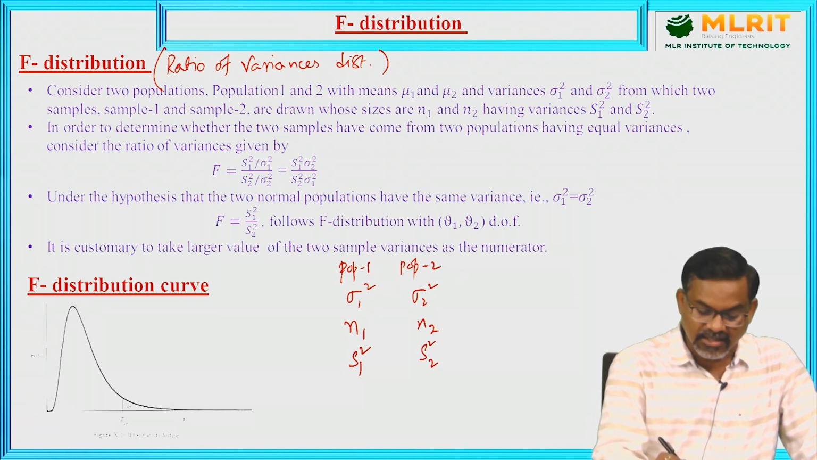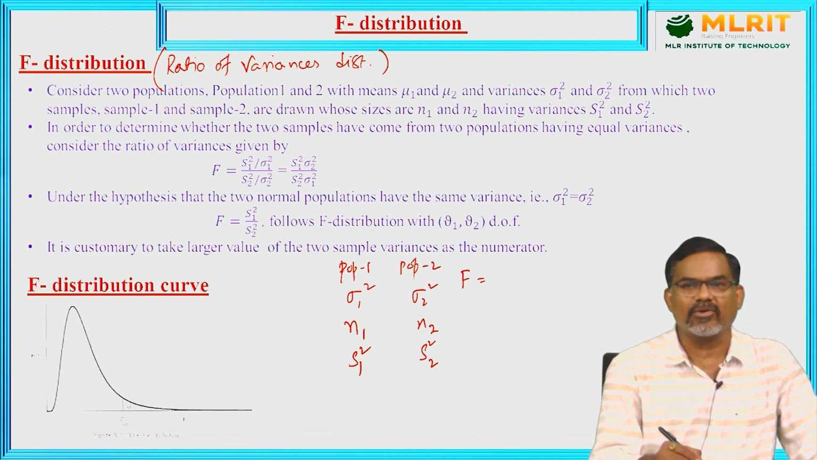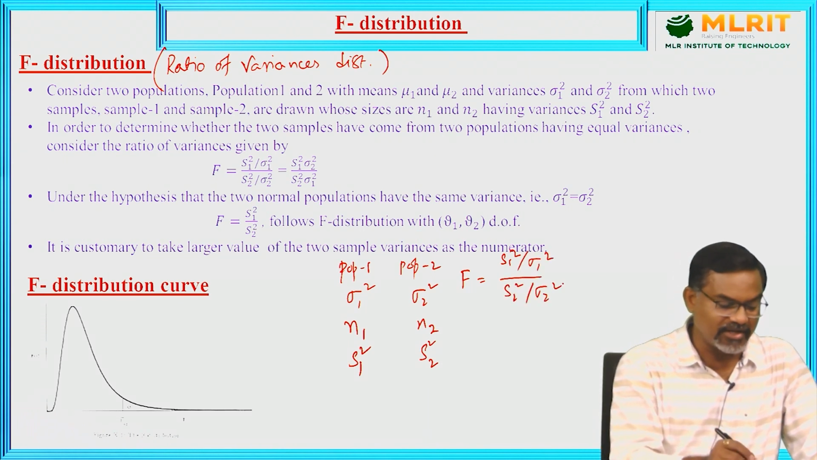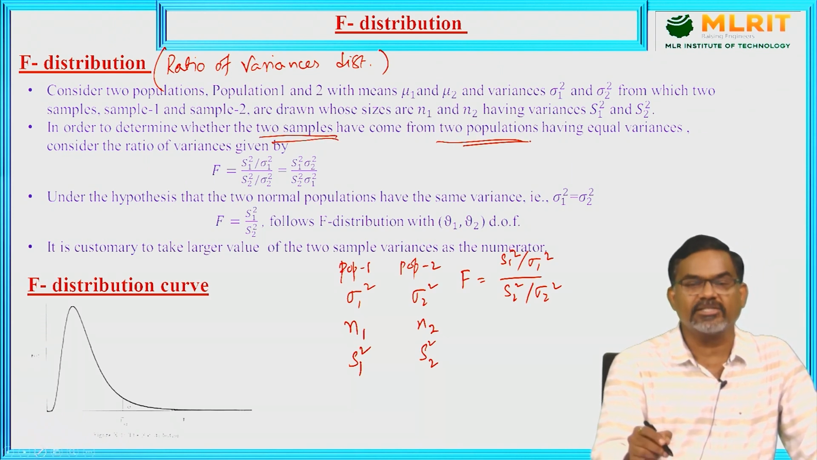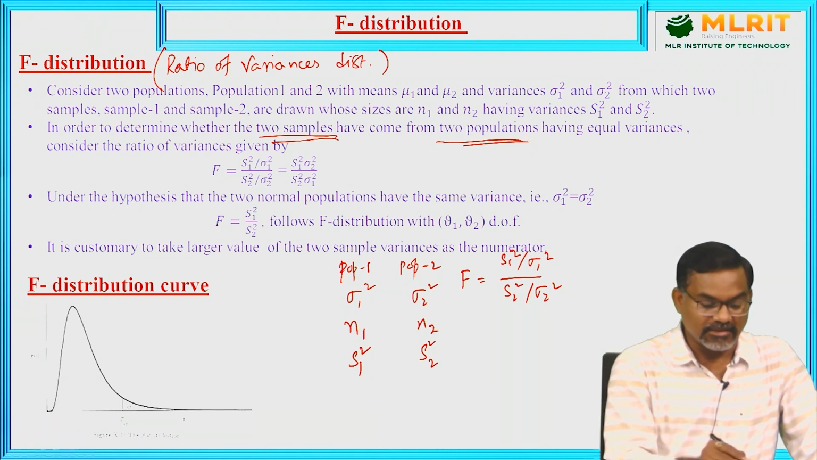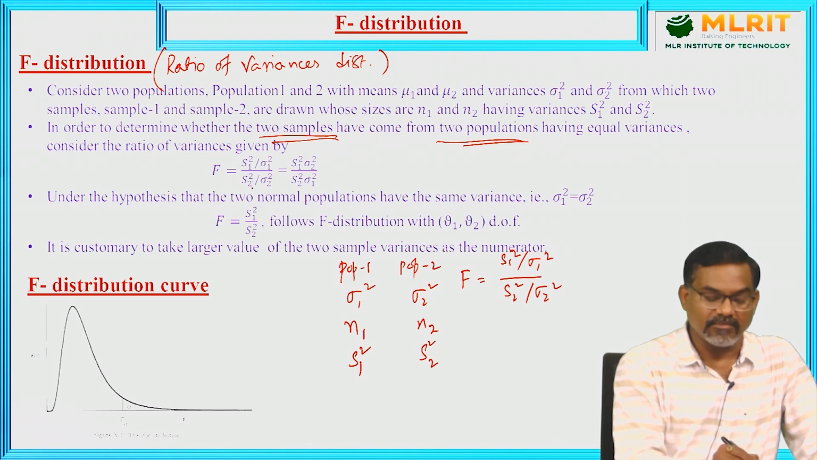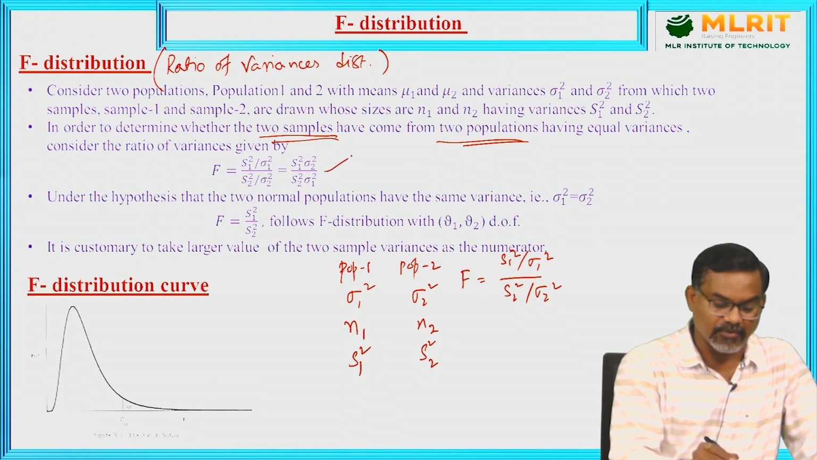Now, let us consider the F value as the ratio of these variances. To test whether the two samples have come from the same population, we consider s1 square by sigma 1 square divided by s2 square by sigma 2 square. So, that is given here. In order to determine whether the two samples have come from two populations having equal variances, we consider the value of F as s1 square by sigma 1 square whole divided by s2 square by sigma 2 square. By simplifying that, we get this one.